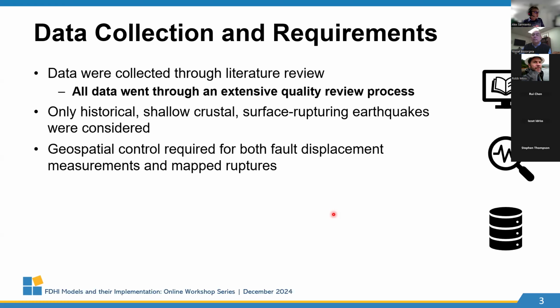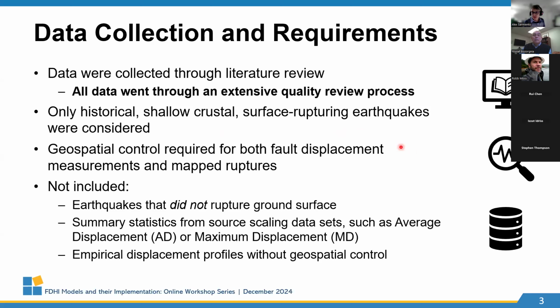We had a few key requirements for the events and the data sets. We focused on historical shallow crustal surface rupture earthquakes. That's all that we considered for the database. And we required geospatial control, not just for the measurement locations, but for the full map of rupture traces. And so this means there are some earthquakes that are not included. The earthquakes that did not rupture the ground surface will not be in this database.